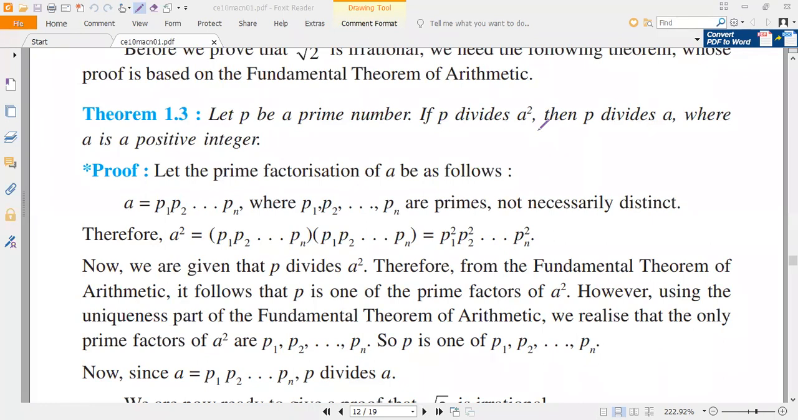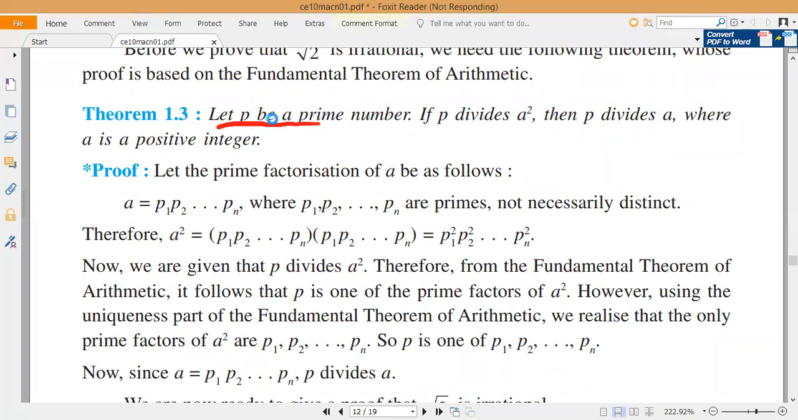Today we will discuss one most important question. All of you open your textbooks, theorem 1.3. Read the statement. Theorem 1.3 statement. Read anyone. Let P be a prime number. If P divides A square, then P divides A, where A is a positive integer.